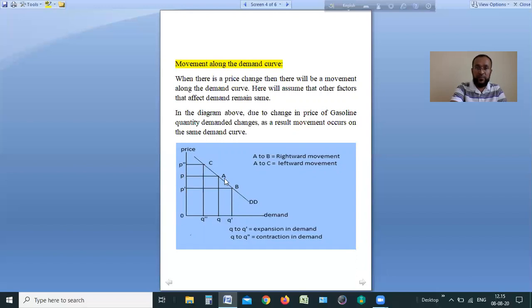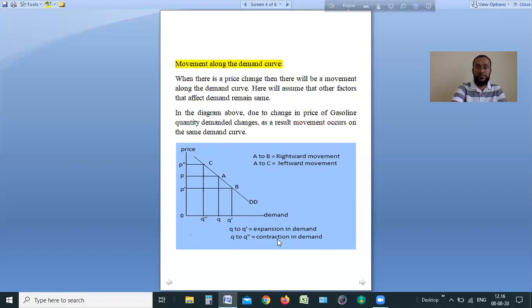So moving from A to B is rightward movement, and moving from A to C is leftward movement. So when there is rightward movement, that means demand is increasing, Q to Q prime. It is called the expansion of demand. Since demand is increasing, it is called expansion of demand. All right, remember this. Rightward movement along the demand curve is called expansion of demand, and leftward movement on the same demand curve, say from Q to Q double prime, is contraction of demand. Since your demand is falling, it is called the contraction.